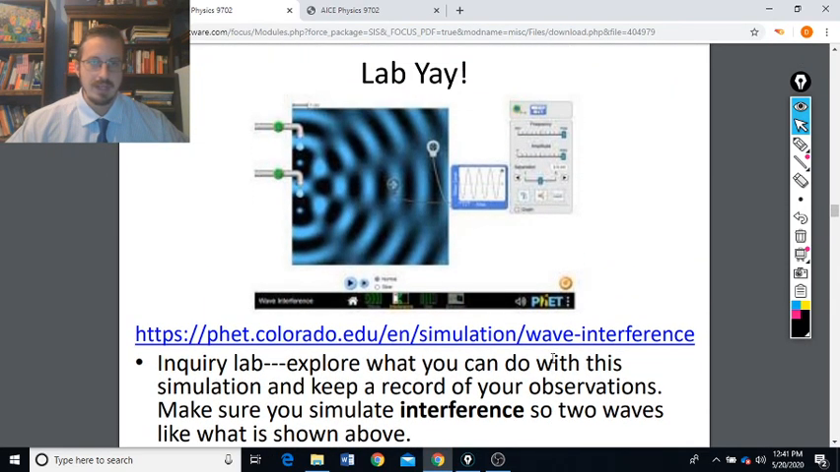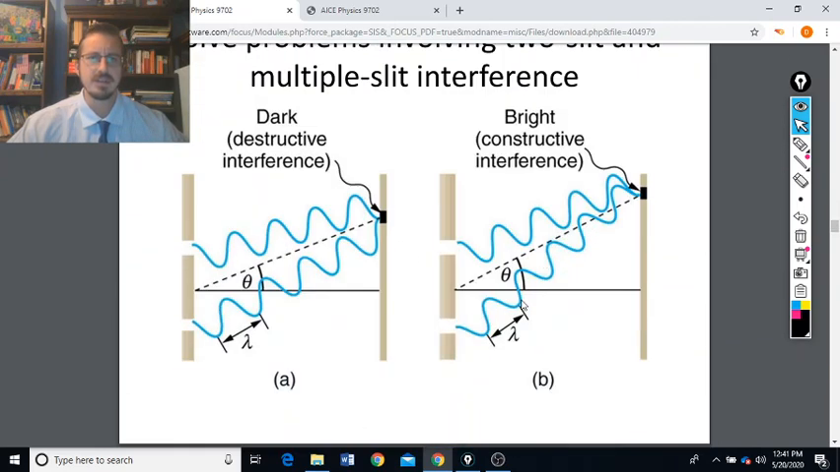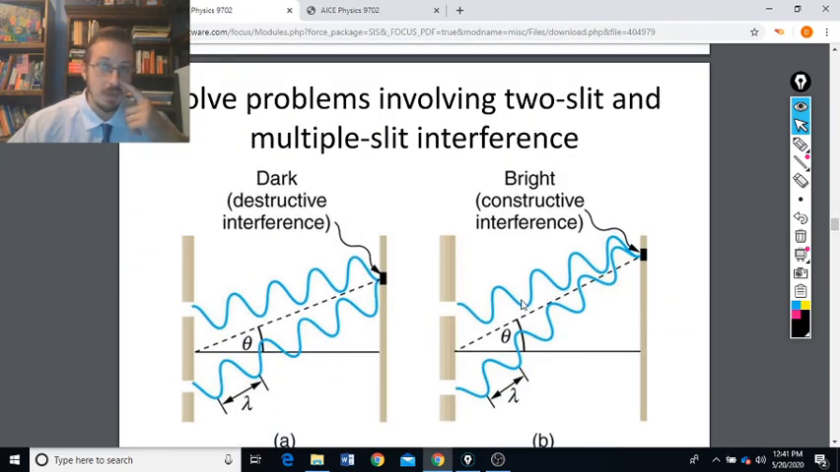All right. When we first introduced these slides, we just had an inquiry lab, and I think I've since uploaded a video that explains that inquiry lab and a follow-up video that's more structured related to two-slit interference, which brings us right into solving problems involving two-slit and multiple slit interference.